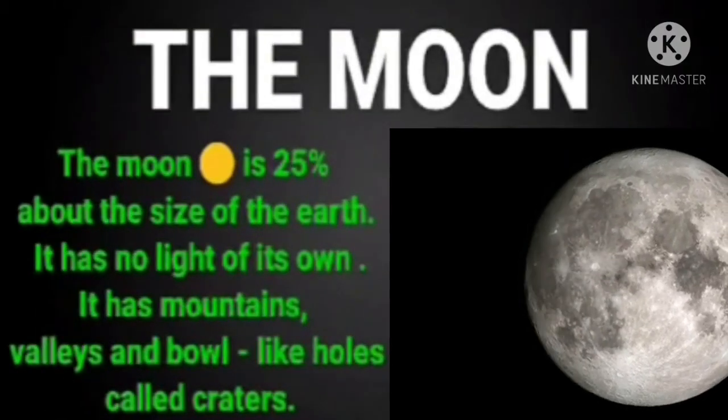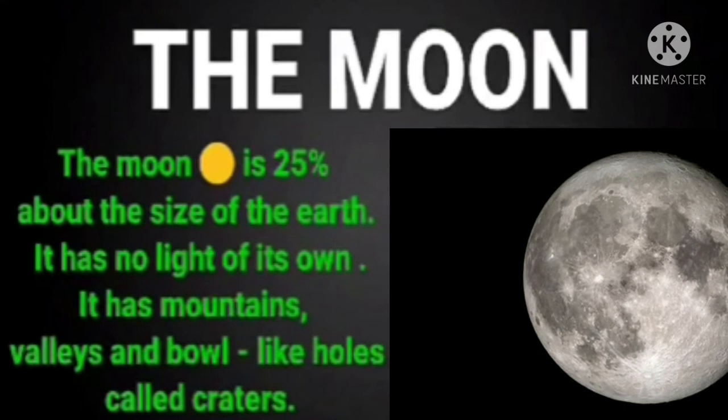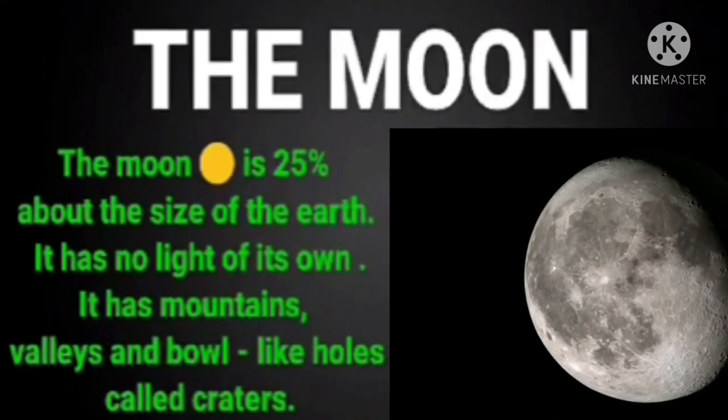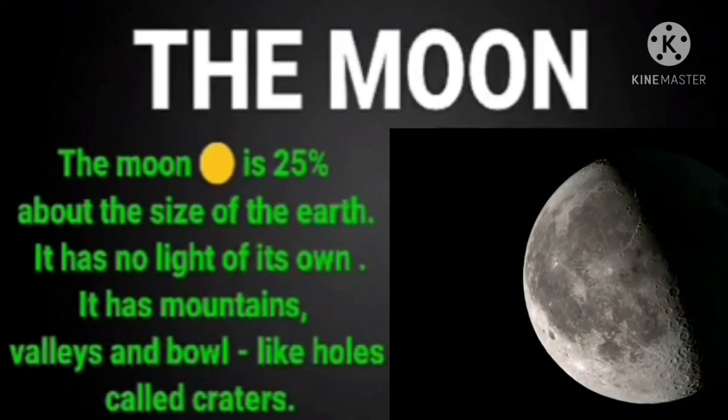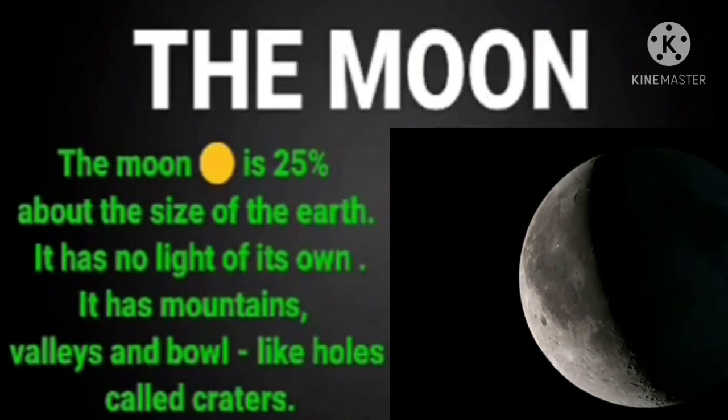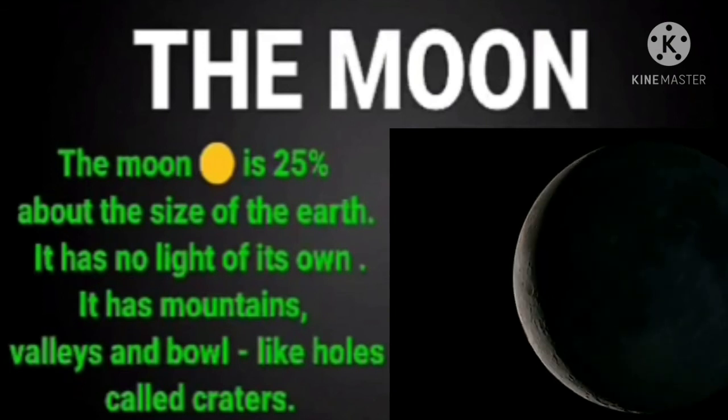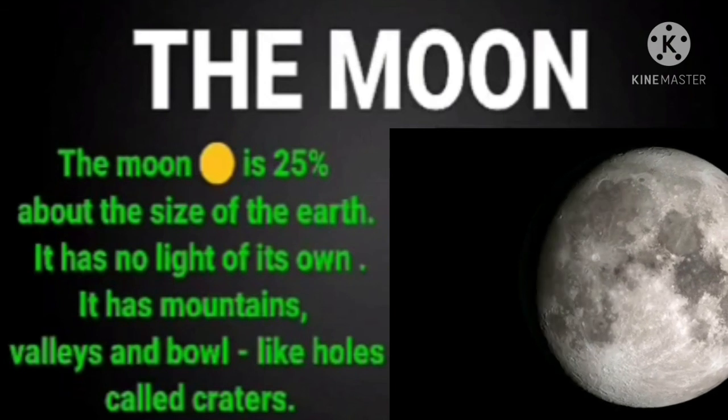And the earth has only one moon. Other planets have 3 moons, 4 moons. Jupiter has 12 moons. Okay? The moon has no light of its own. It gets its light from the sun. So the moon is about 25% the size of the earth.